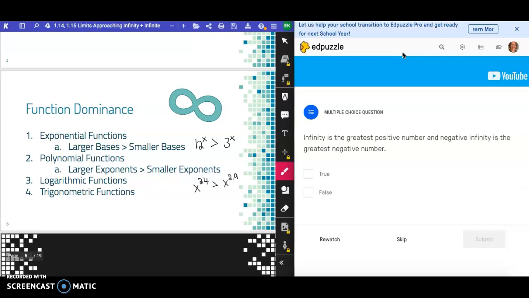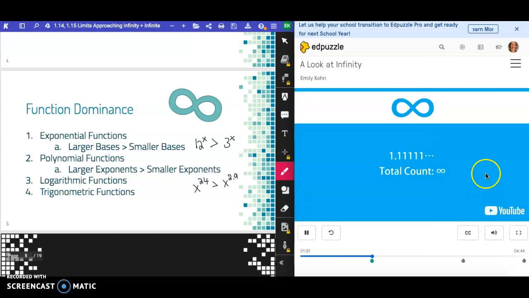So the first thing that it wants us to kind of talk about is infinity is the greatest positive number, negative infinity is the greatest negative number. Is that a true or a false statement? And he kind of touched upon that, and so did the one student who shouted out in class so far, that infinity is not actually a number at all, right? Infinity is a concept, and so we would say actually false here.